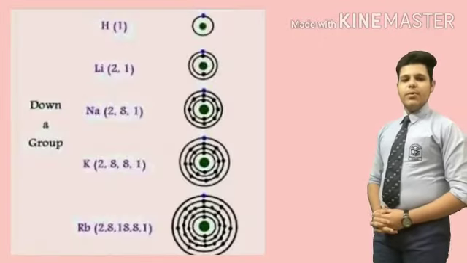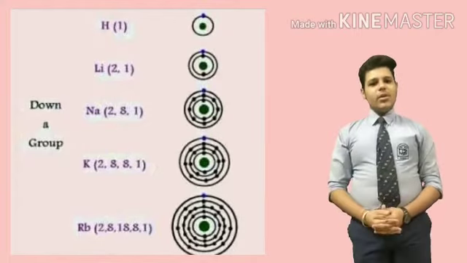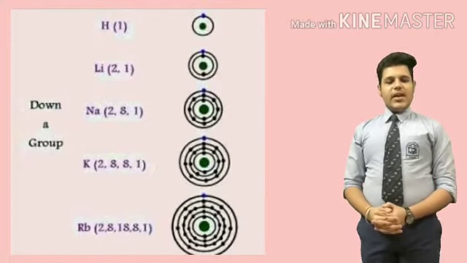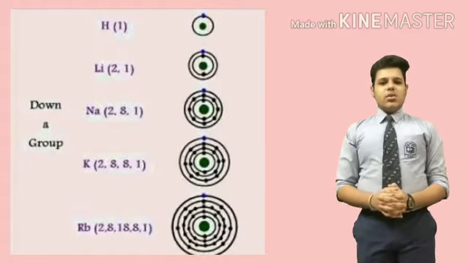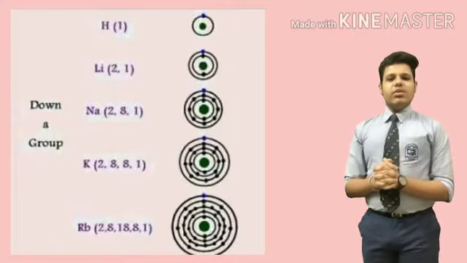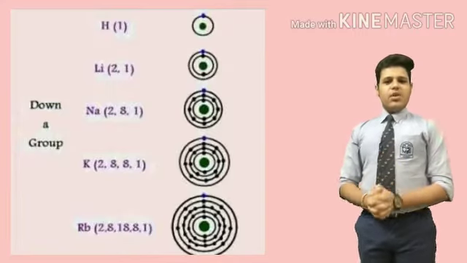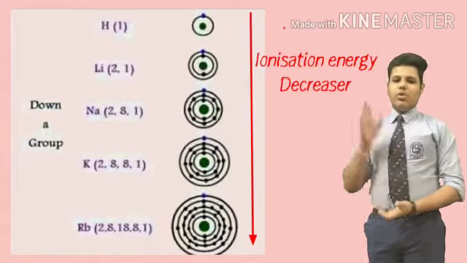What happens when we move in a group from top to bottom? Atomic size increases. This leads to a greater distance between the outermost shell and the nucleus. So the outermost electron needs less energy to be removed. So ionization energy decreases down the group.